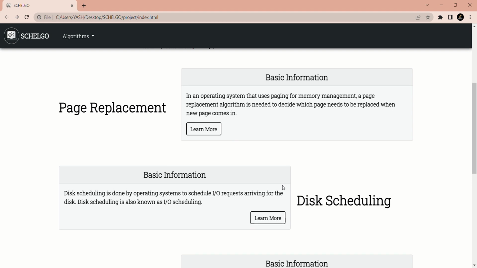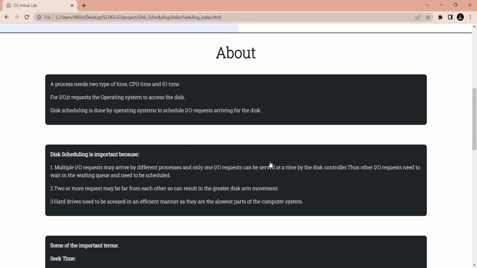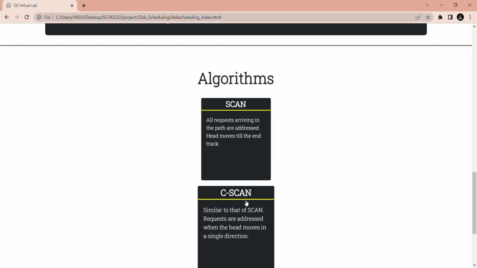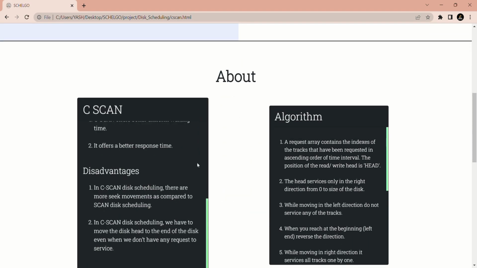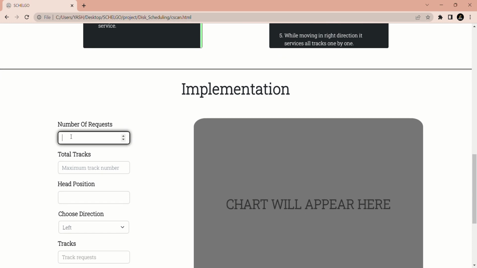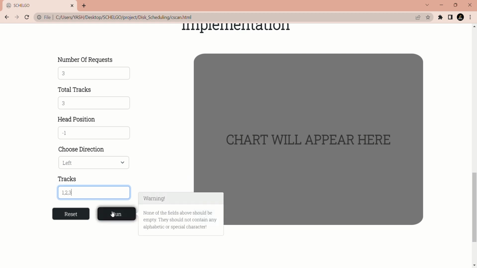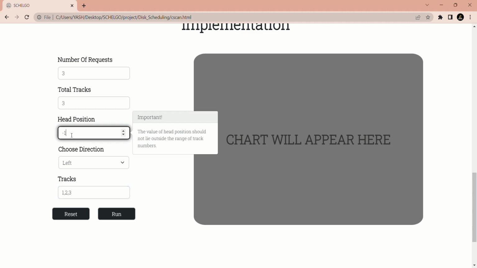So now for the disk scheduling algorithm, there are two algorithms that we have implemented, SCAN and C-SCAN. First for SCAN, if we take input values, let's take the number of requests to be 3, total number of tracks 3, and for head position we take 0. We choose the direction left, and the tracks, let's take 1, 2 and 3. Now if we run this algorithm, oh sorry, it's -1.